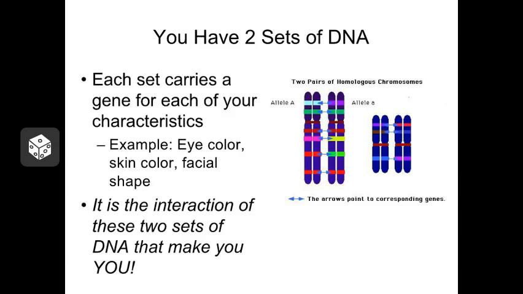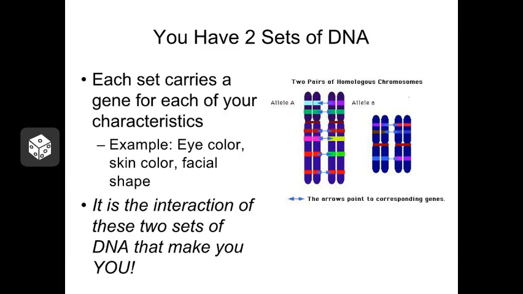The two chromosomes don't have to carry identical genes, but they do have to carry the same genes in the same places. So they need to have something that codes for a particular characteristic in the same place on those chromosomes, or they're not homologous. They don't function very well.